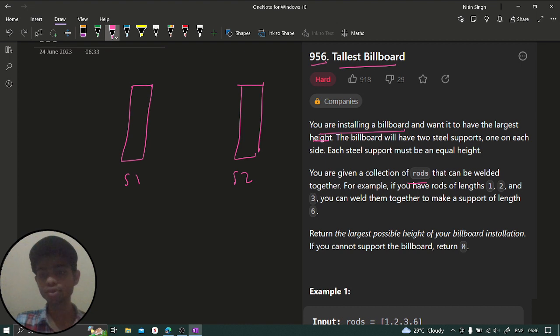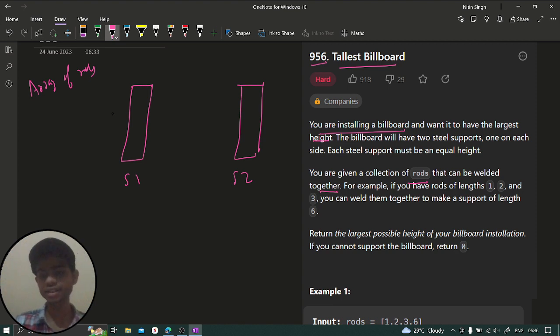You're given a collection of rods that can be welded together. For example, if you have a rod of length 1, 2 and 3, you can weld them together to make a support of length 6. So collection of rods is nothing but you can say array of rods. That means they have clearly mentioned what the input is. Input is going to be nothing but an array, where the values are the rods. So we can weld them together to make a steel support.